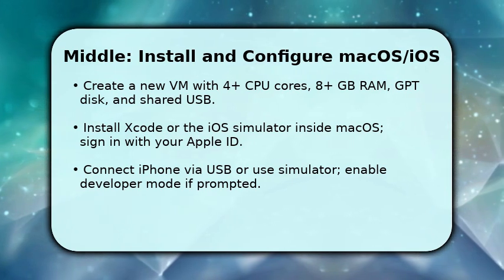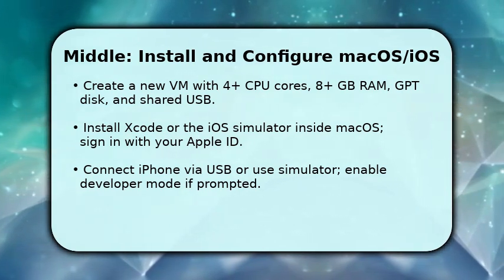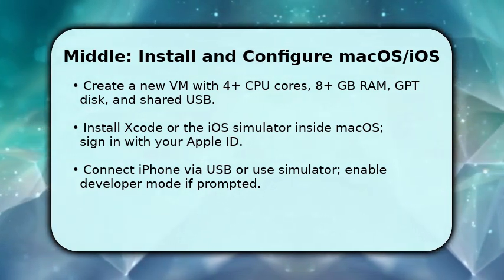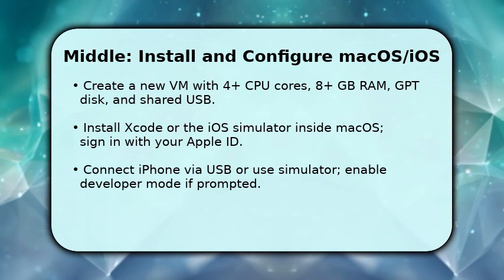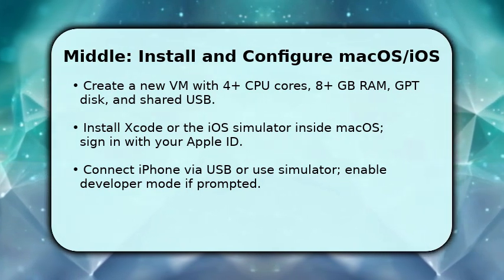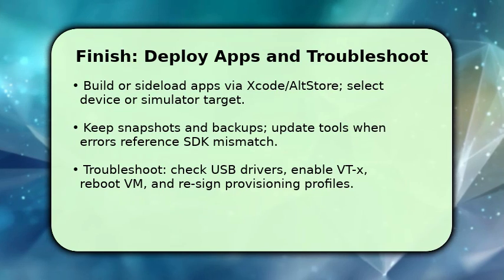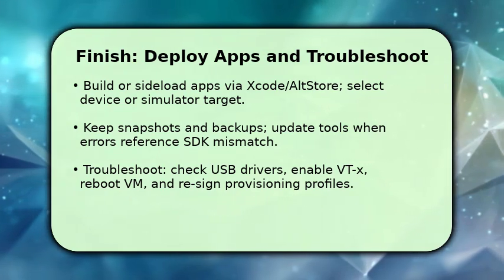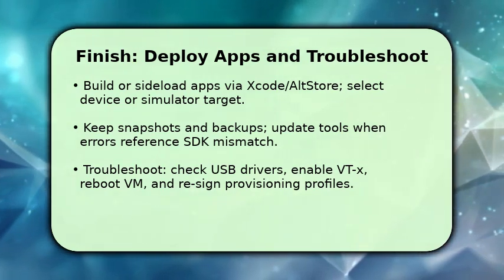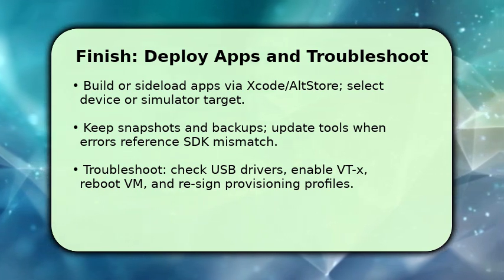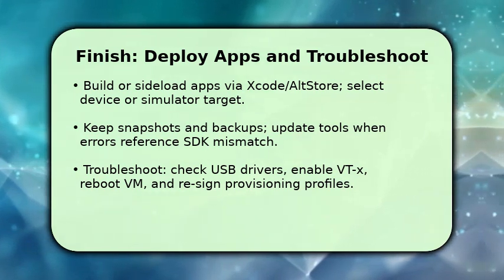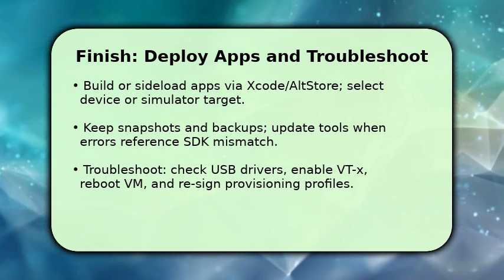Connect your iPhone by USB and accept trust prompts or run apps in the simulator. Make sure developer mode is enabled to permit app deployment. Finish by deploying your app or using iOS on the PC environment. In Xcode, choose the simulator or your connected device and hit Run. With Alt Store sideload, sign and install the IPA.